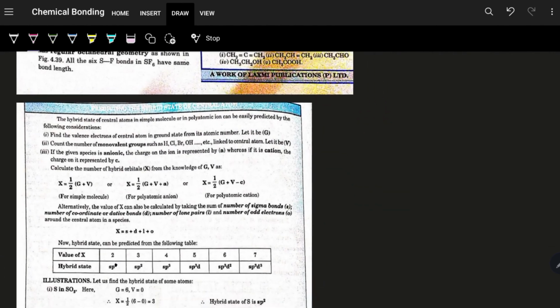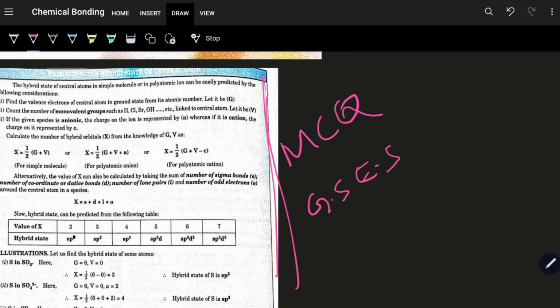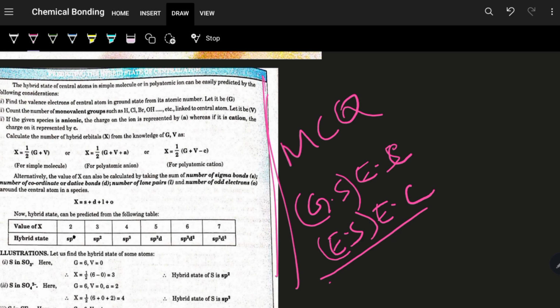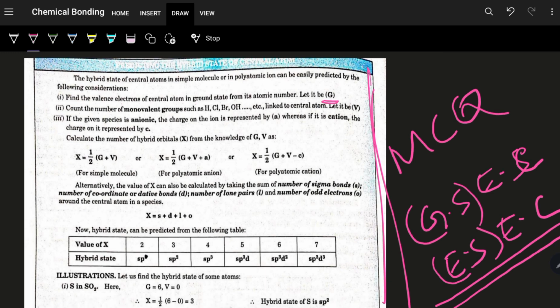Okay. So next, this is a quick mode of finding out what type of hybridization you will get, and this is generally applicable for MCQs, not for elaborate answers. For elaborate hybridization, you need to write the ground state electronic configuration and the excited state electronic configuration, and you have to see what hybridization it will be. Let us see this quick revision. Find the valence electrons of the central atom in the ground state, and let it be G.